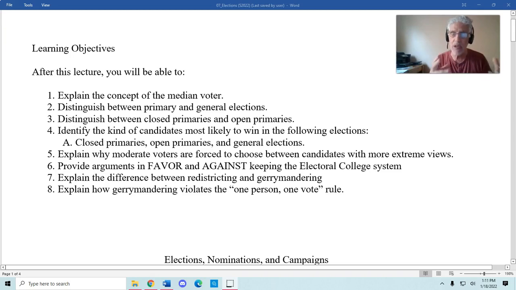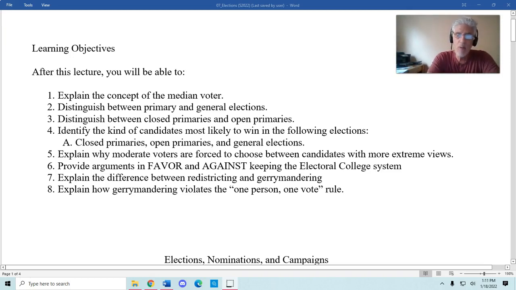This winds up being a really important distinction. I'm also going to talk about jungle primaries, but that won't be central to this particular lecture. I'm going to be talking about jungle primaries because that's what we have in California. You'll also be able to identify the kind of candidates that are most likely to win in the following elections: closed primaries, open primaries, and then general elections.